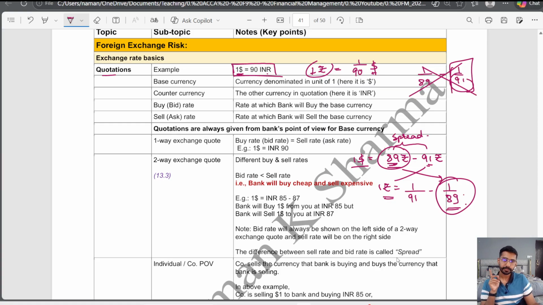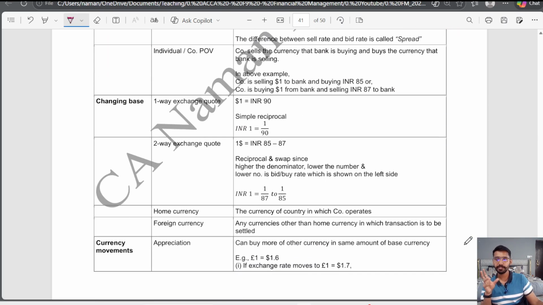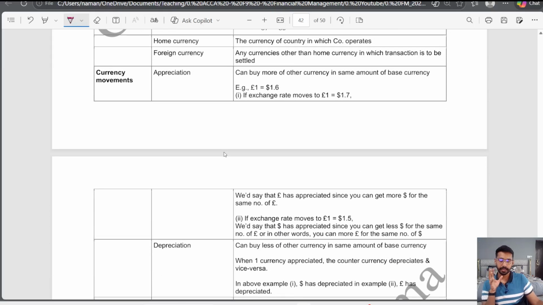Clear enough? I hope it is. So we've discussed the two-way exchange rate and changing the base rate. Again, when you are selling a currency, the bank is buying that currency. At the same time, for the other currency, the bank is selling it and you are buying it. So it goes reverse. The currency that the bank is buying, you are selling, and the currency that the bank is selling, you are buying.